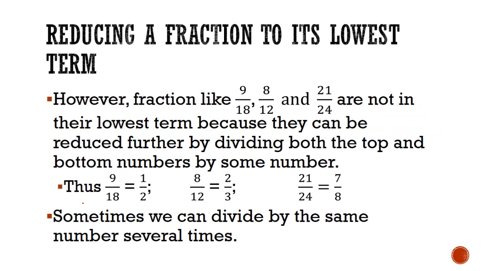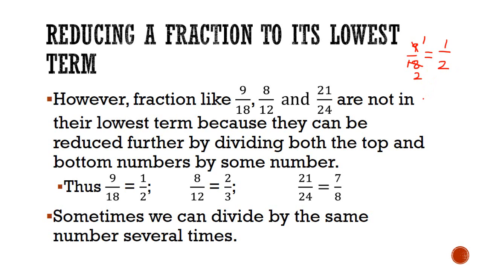We try to find numbers that can go into both the top and the bottom. 9 could go into 9 one time, and 9 could go into 18 two times, so we get 1 half. But do not despair, because it might not be obvious to you that 9 could go into 9 and 9 could go into 18. So what I normally do is I start with smaller numbers first.